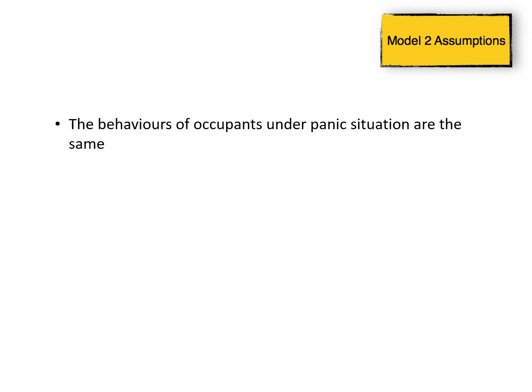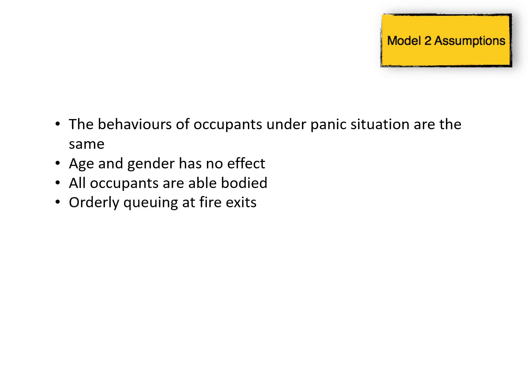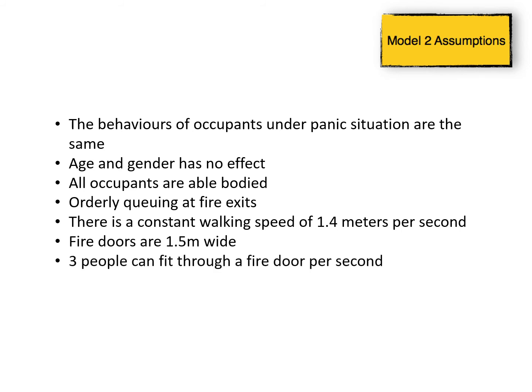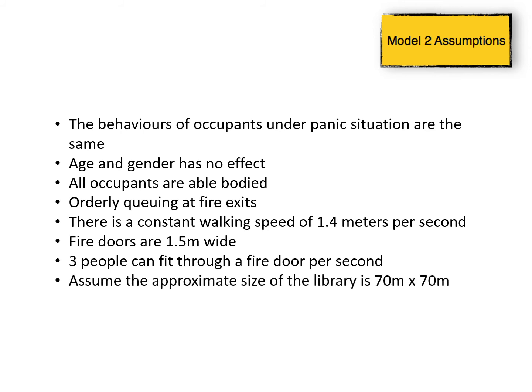Model 2 assumptions were: the behaviour of the occupants under the panic situation is the same. Age and gender have no effect. All occupants are able-bodied and orderly queuing at fire exits. There's a constant walking speed of 1.4 meters per second. The fire doors are 1.5 meters wide. 3 people can fit through a fire door per second. We also assume that the approximate size of the library is a 70 by 70 meter room, with the doors in the corner of the room.